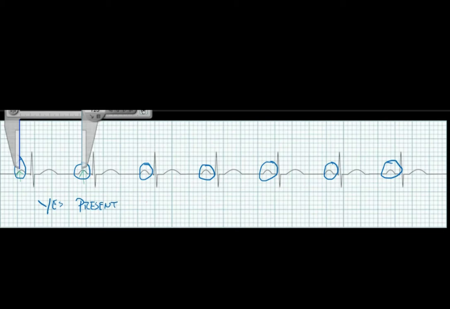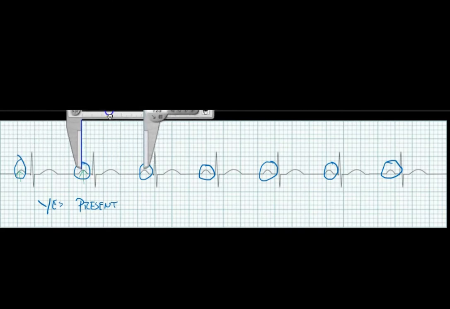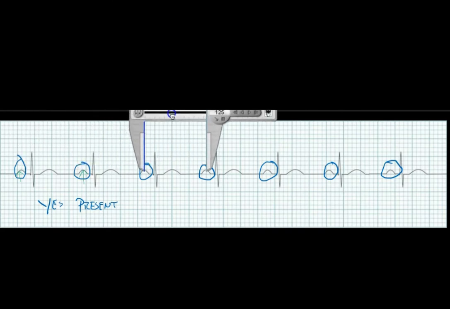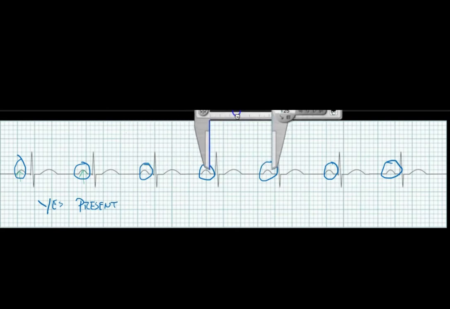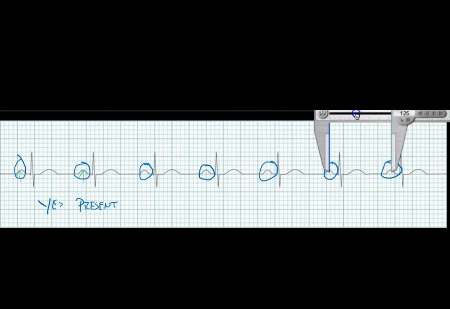Okay, so now I will just move my calipers. I'm just asking, are they regular or irregular? And right off the bat, these top ones absolutely are regular. So therefore, this would have a regular P wave. So our P waves are present and they are regular.